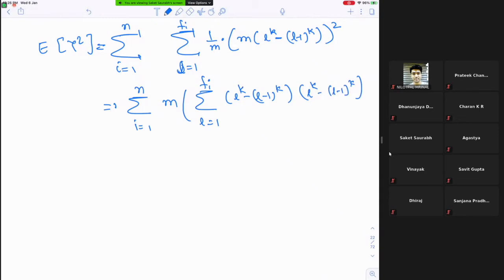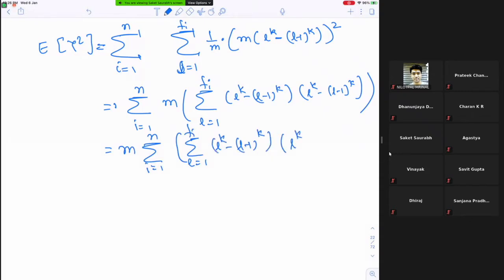Now notice that m is common to everybody. So m could actually come outside our summation completely, right? So I could write this as m times summation from i equal to 1 to n, summation L equal to 1 to f_i, of L^k minus (L minus 1) to the power k, times another L^k minus (L minus 1) to the power k. Okay? All good? Right?